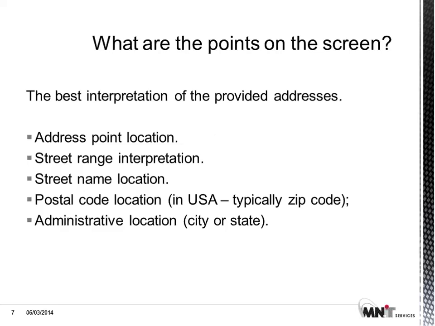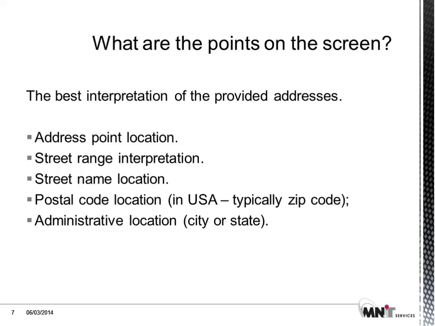AGOL also does a street name location. It didn't have a house number, perhaps, and it just puts it in the middle of some kind of centroid along the street. If it can't find either one of those, then it looks at postal code. This is worldwide, so in the USA it's the zip code. And if it can't find that, it looks at the city name. And if it can't find anything, and you have Minnesota in there, it'll put it in the middle of Minnesota. So all those points on the map may not be the same.